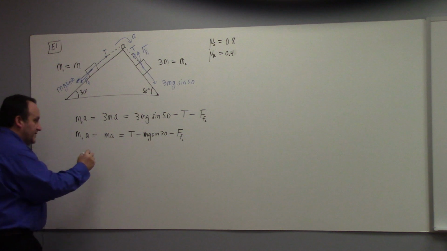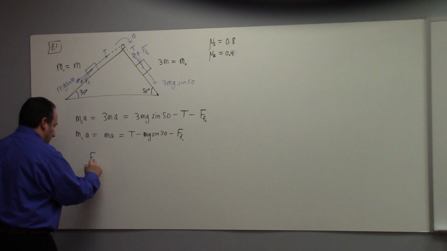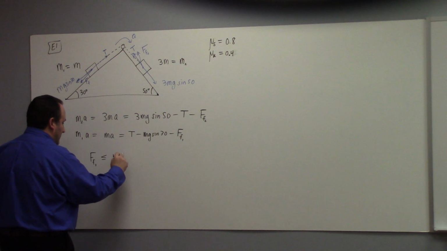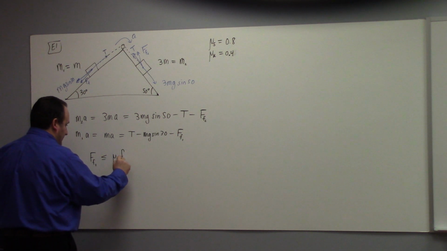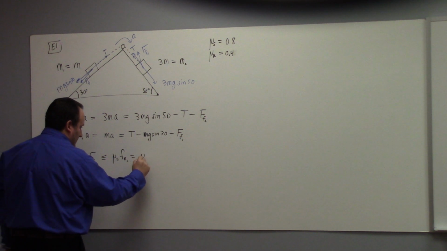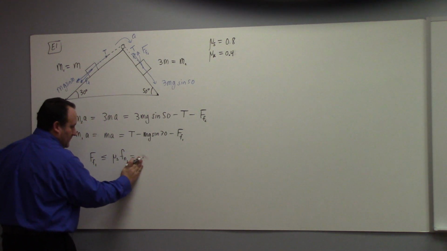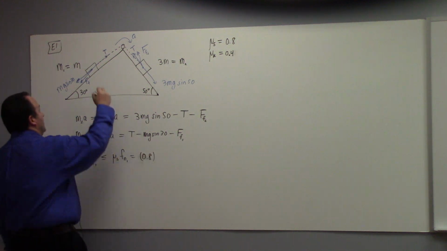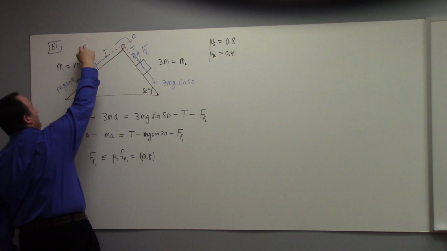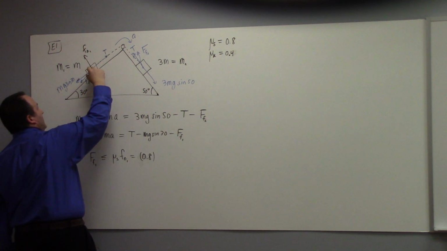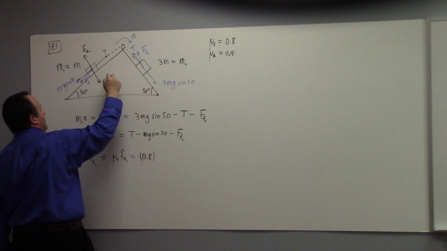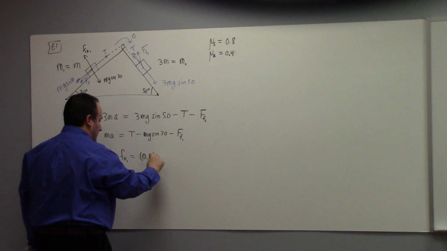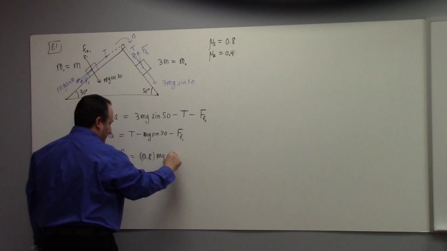Well, we know that the force of friction on 1 is less than or equal to mu sub s, right, times the normal force on 1. What is the normal force on 1? Well, that is 0.8, and as we talked about last time, the normal force is just from this, right? This other piece here, mg cosine 30. So we've got 0.8 times mg cosine 30.